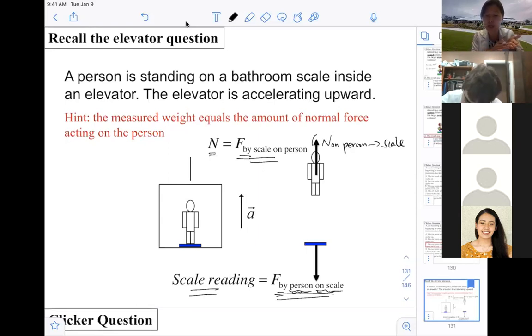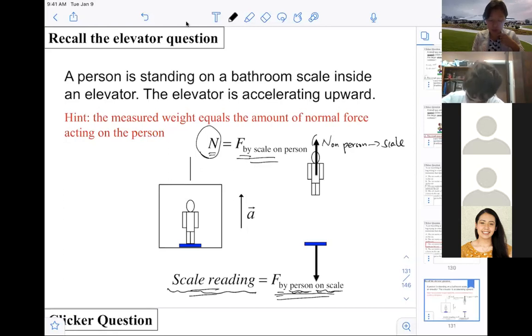So if it's 100 pounds, then that reads on the scale 100 pounds. So whatever you are reading on the scale is the sensor of the scale picking up how much force you are pushing on the scale. But Newton's third law says that is the same as the normal force acting on a person. That's why these two are the same.